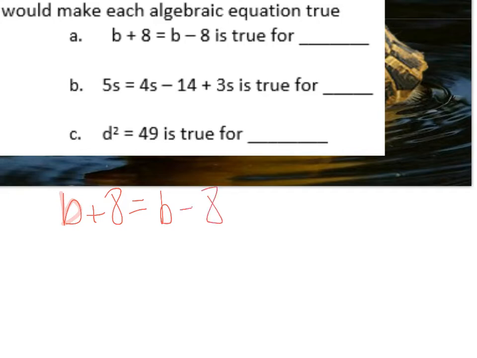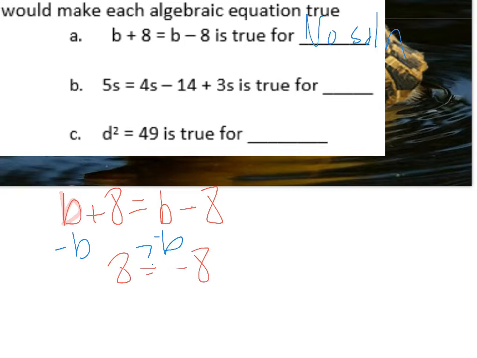And we want to see what values that's true. Well, my first instinct is to subtract b from both sides just to get the variables by themselves. But then I notice, oh my gosh, both of the b's are gone. What's left? 8 equals negative 8. Is that true? I would say no. So this is true for no solutions or no numbers at all. That's never going to be true.